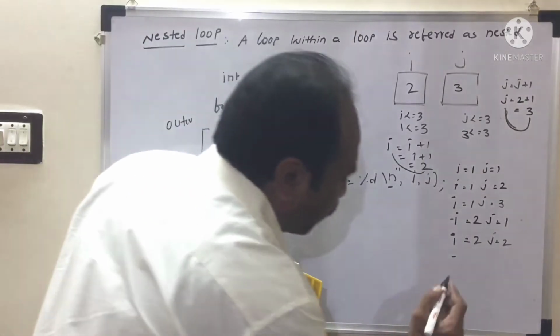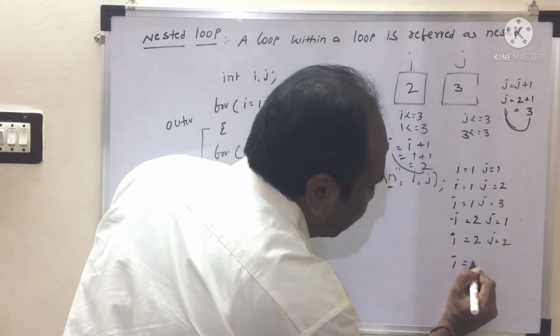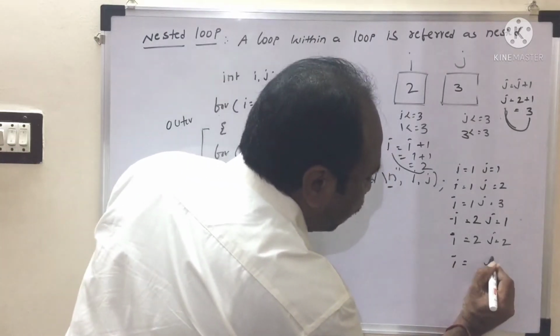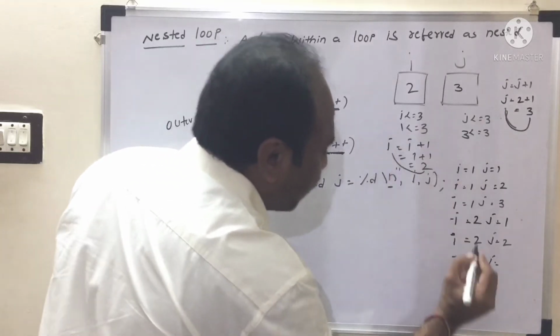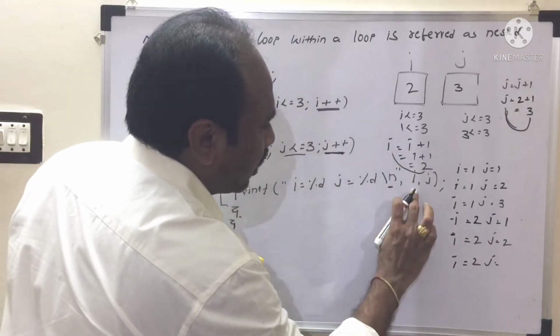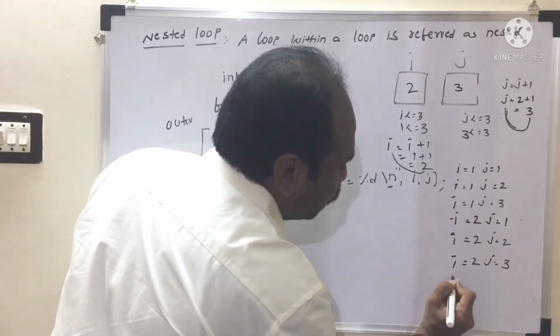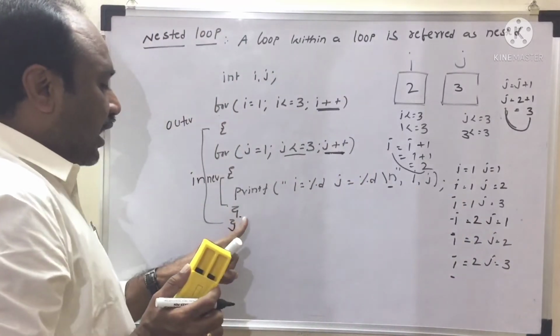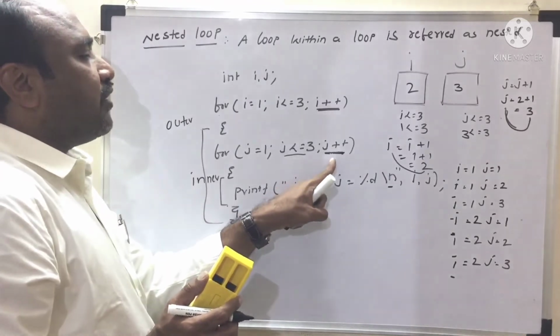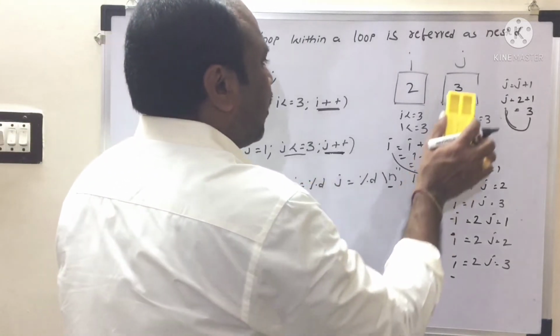Printf i equal to percent d, integer; j equal to integer. What is the value of i? 2 comma j. What is the value of j? 3. \n goes to the next line. Again inner for loop close. Go and increase the value in the inner for loop. What is the value of j?